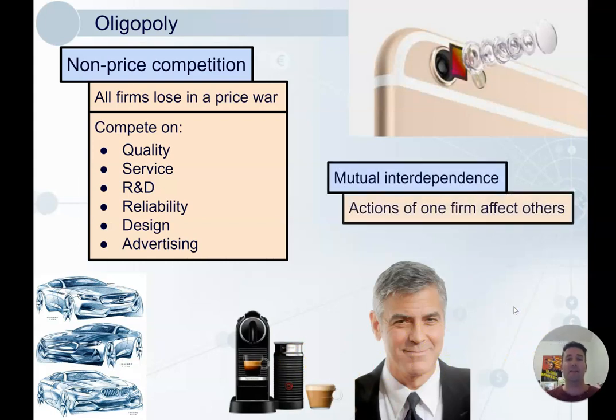And another idea about oligopolies is there's this idea of mutual interdependence. What that means is that the actions of one firm affect other firms in that industry because there's only a handful of them. So what one firm does affects the behavior of the other firms, what they must do.